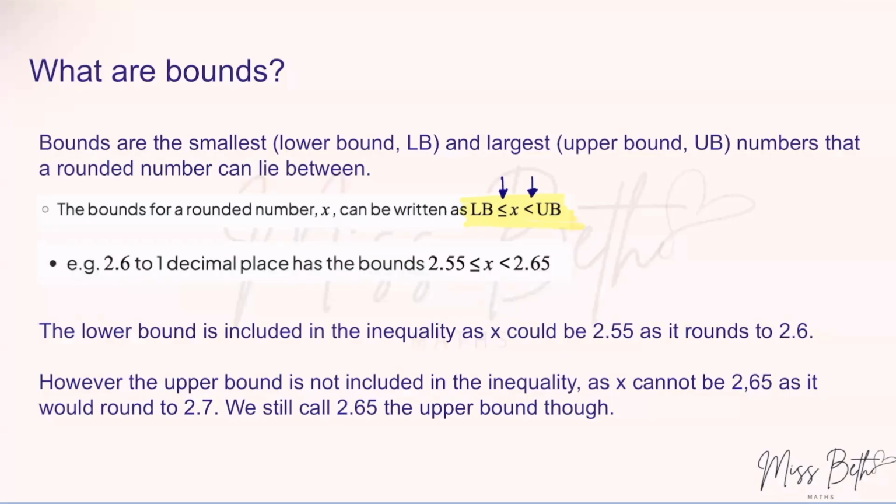So for example, 2.6 has been rounded to one decimal place. Therefore, it has the bounds of 2.55 as the lower bound and 2.65 as the upper bound. X has to lie between those. It can equal 2.55, but it cannot equal 2.65.